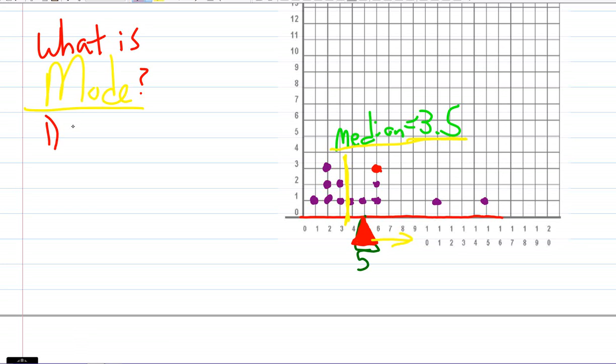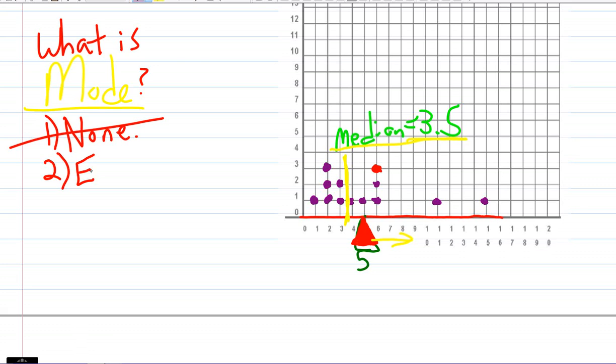The first answer that I don't like very much is, well, there is none. If the mode is the most frequently occurring number, there is no one number that occurs most frequently. So, no mode. I don't like that answer. Here's another answer that you see sometimes that I don't like. I don't like it even worse than the first one.